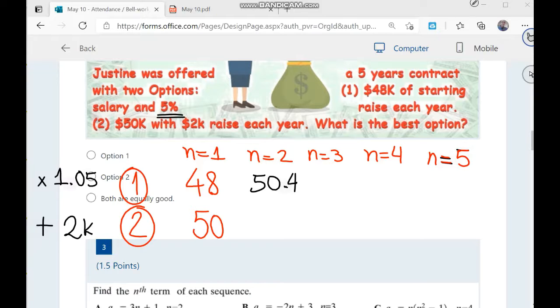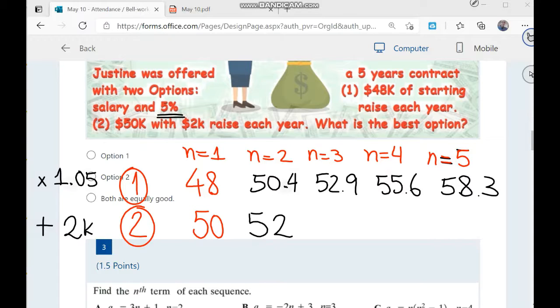50.4 times 1.05 is 52.9, and 52.9 times 1.05, 55.6, multiplied by 1.05, the next year you're going to have 58.3, right? Now, option number 2, add 2K, $2,000, 52, add 2 more, 54, add 2 more, 56, and 2 more, 58.